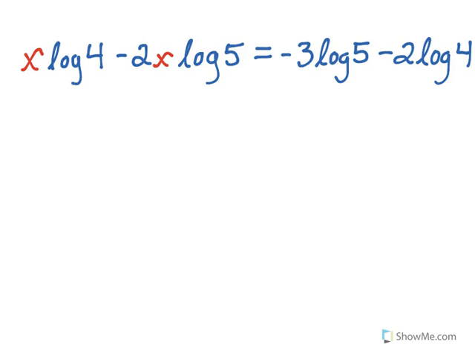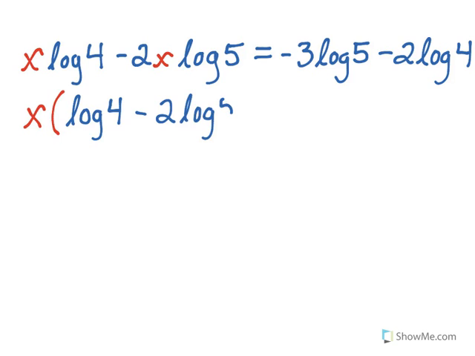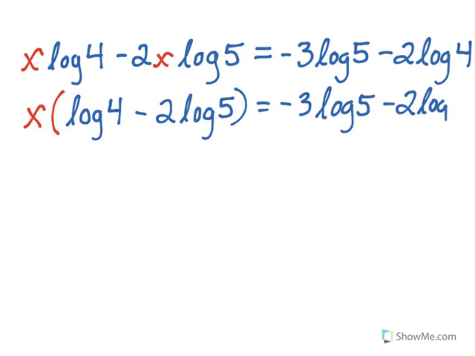We have x log 4 minus 2x log 5 is equal to negative 3 log 5 minus 2 log 4. Okay, we're getting closer now because now we have the x's on one side and everything else on the other side. And as you can see here, I put the x's in red so that I can see them a little bit more clearly. And when I have two terms that both have the same variable involved, I can GCF that variable out. So I'm going to write x times, and then inside I'm going to have log 4 minus 2 log 5. And that's still equal to negative 3 log 5 minus 2 log 4.